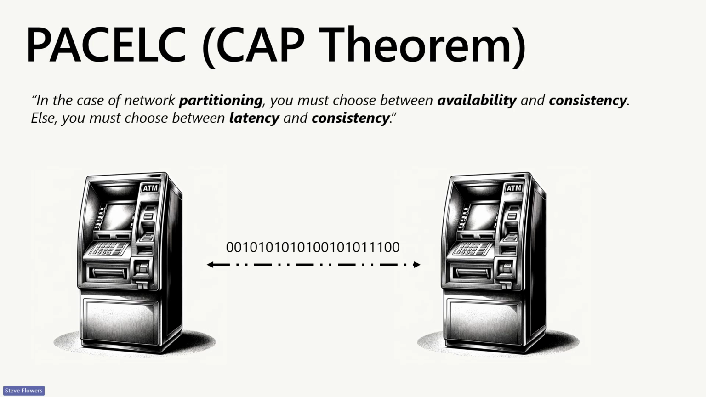The PACELC theorem, which is an expanded version of CAP, basically says that in the case of network partitioning, you have to choose between availability and consistency, or else you must choose between latency and consistency. So if we take these two ATMs with a network connection, transmitting data between them, that's fine, but you have to choose between latency and consistency. For instance, I put a $20 bill into this ATM. Do we want somebody else to be able to take out a $20 bill right away? Or do we want to wait for the ATM to say, yep, I just got another $20, let me tell this ATM I have $20.